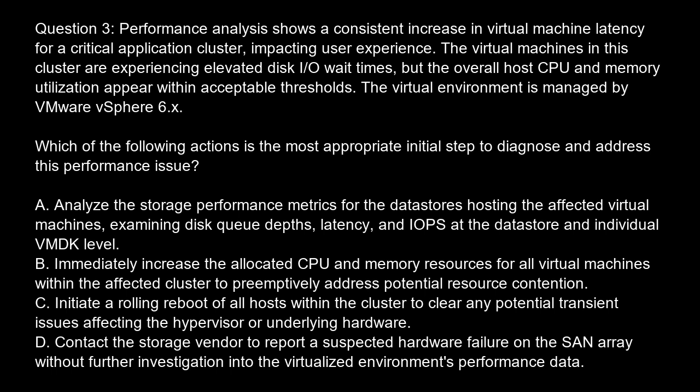Option A. Analyze the storage performance metrics for the datastores hosting the affected virtual machines, examining disk queue depths, latency, and IOPS at the datastore and individual VMDK level. Option B. Immediately increase the allocated CPU and memory resources for all virtual machines within the affected cluster to preemptively address potential resource contention. Option C. Initiate a rolling reboot of all hosts within the cluster to clear any potential transient issues affecting the hypervisor or underlying hardware. Option D. Contact the storage vendor to report a suspected hardware failure on the SAN array without further investigation into the virtualized environment's performance data.